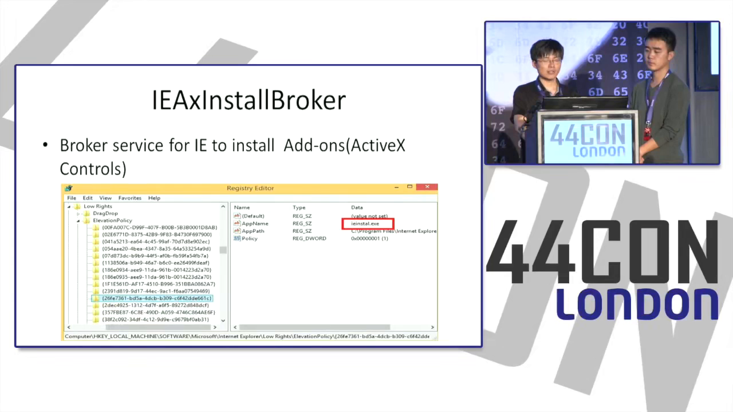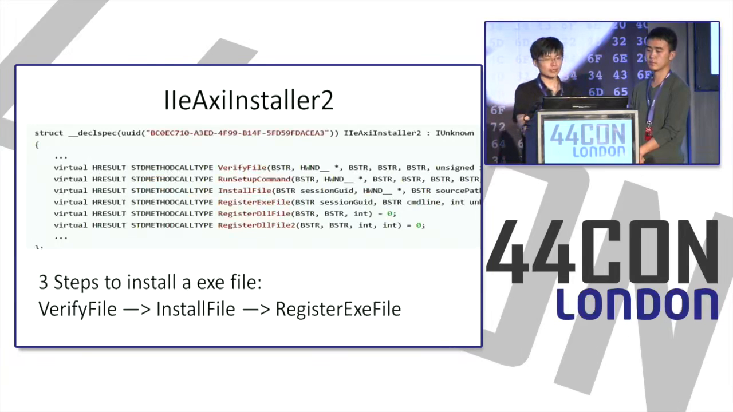The executable file of this broker service is ieinstall.exe, which is under the IE program folder. We can use this broker service to install components, and it is accessible from the app container process.